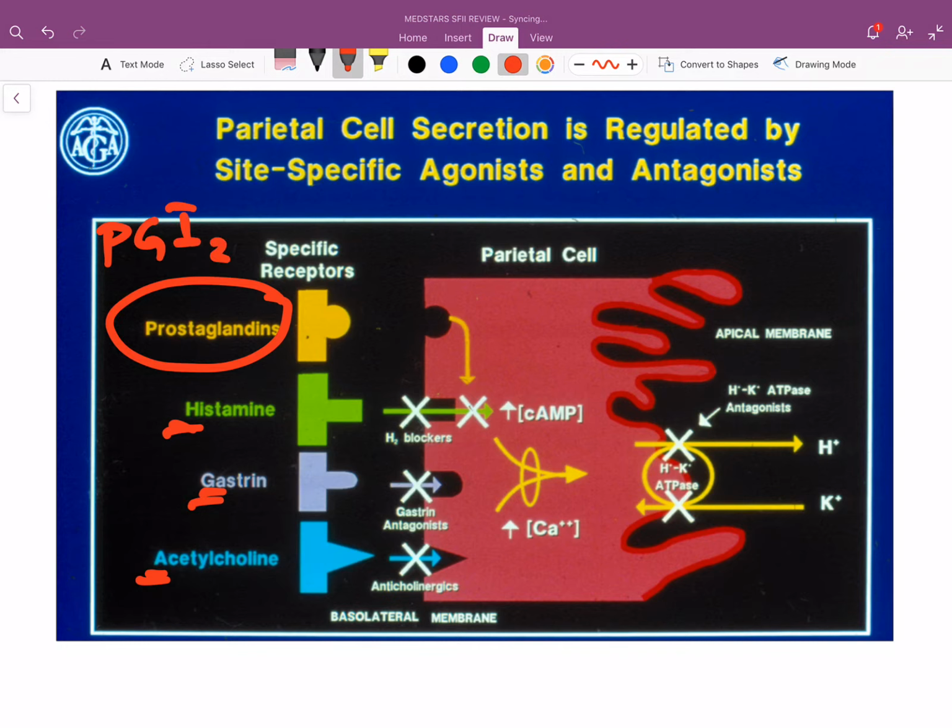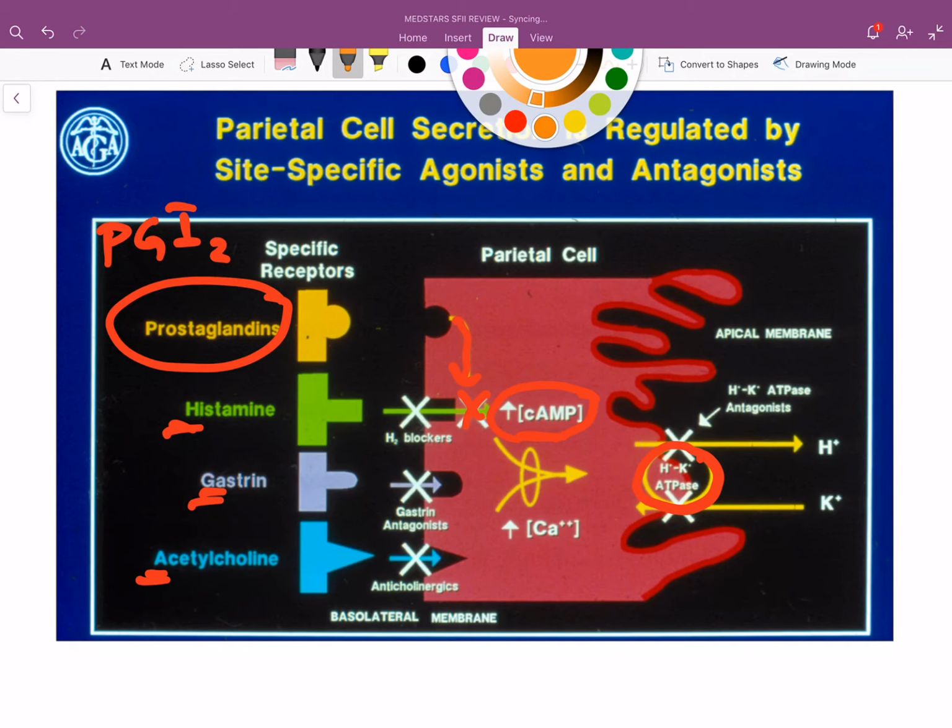Prostaglandins act on prostaglandin receptors, and intracellularly they inhibit the cAMP buildup. By doing so, they basically inhibit the hydrogen potassium ATPase pump from working. Can you guys think of anything that can decrease prostaglandins in your body?